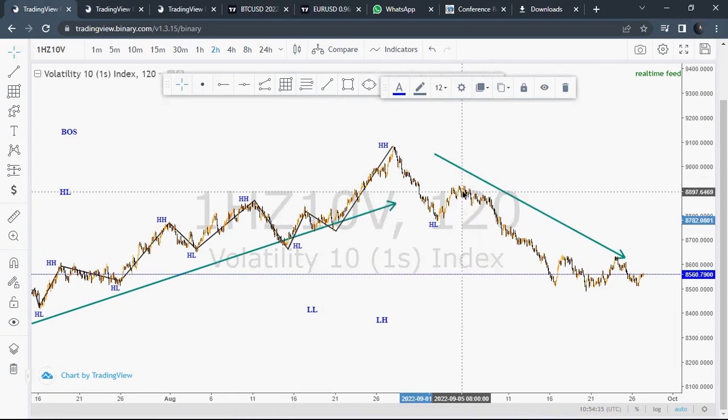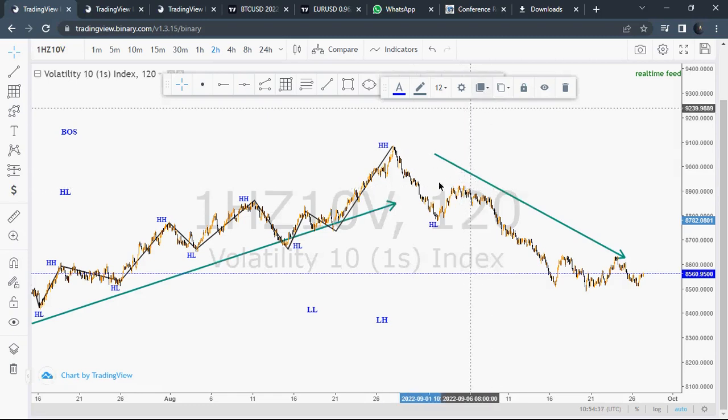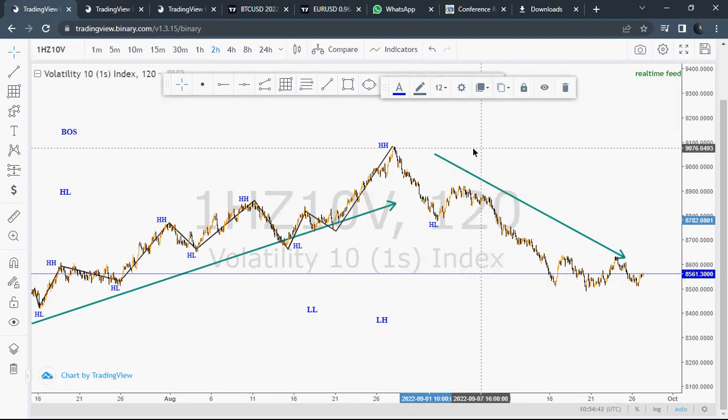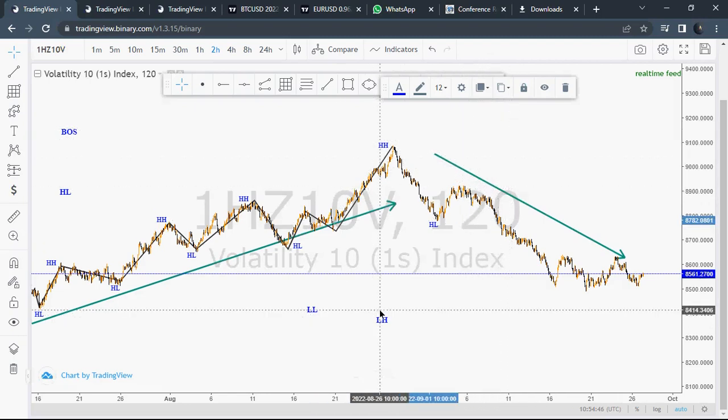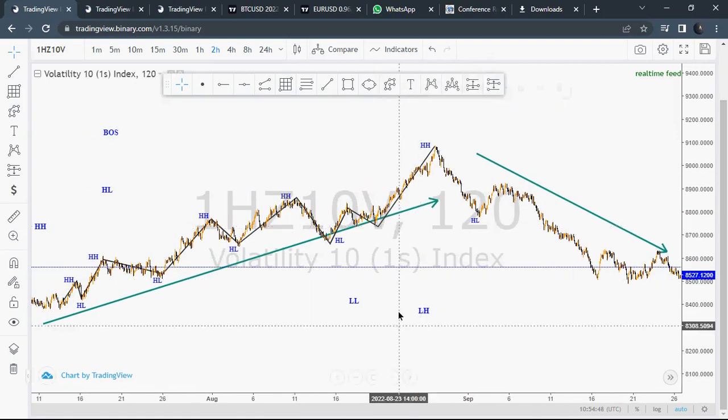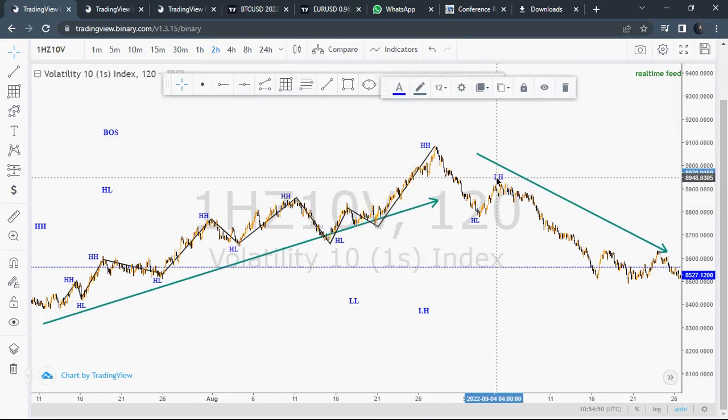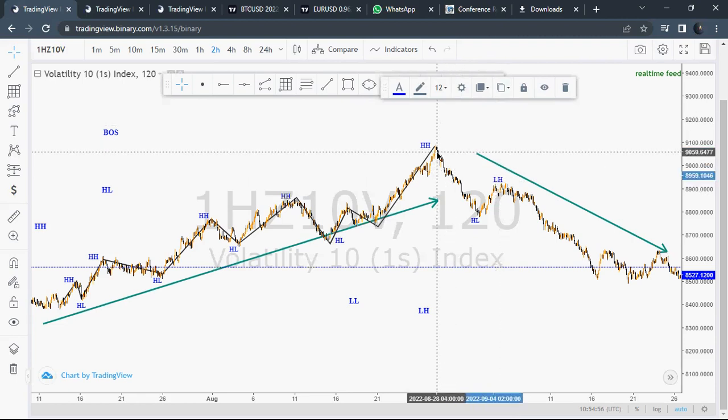Now you can see that this place failed to create a new high, because after creating this higher low, we are expecting price to go up to create a higher high. But instead, it has now created what? A lower high for us. That's created a lower high, which tells us the market is in what? A downtrend. Because it has failed to create a higher high, which is at this point.